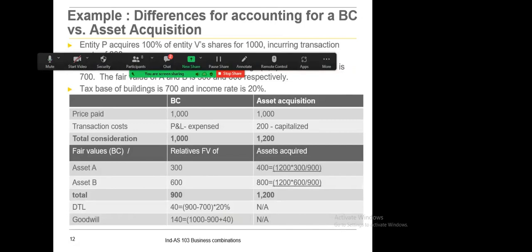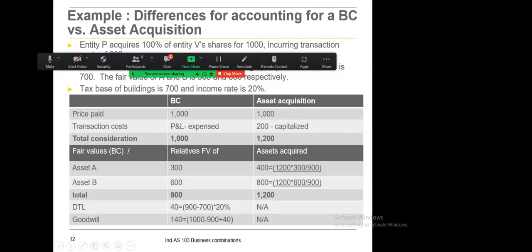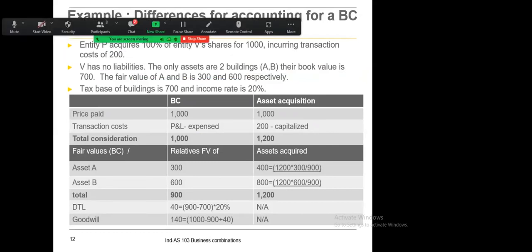However, over here, we need to allocate this 1200. What does the standard say for asset acquisition? It says purchase consideration is allocated to the fair value of the assets. So your purchase consideration, that is 1200, is to be allocated in the ratio of your 300 and 600, which comes out as 400 and 800. So in this case of asset acquisition, there will not be any deferred tax and there will not be any goodwill as well.